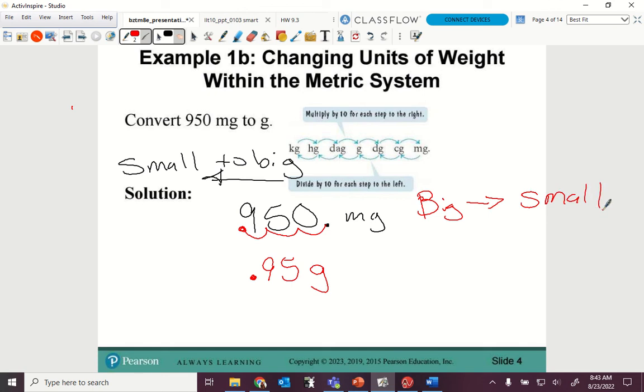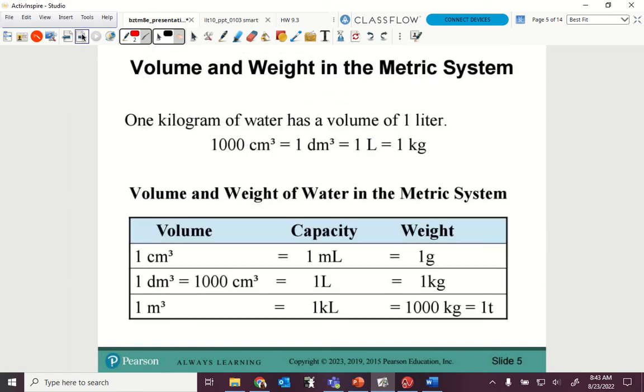So going big to small, I go from... All right. Okay. Volume, weight, and metric system.